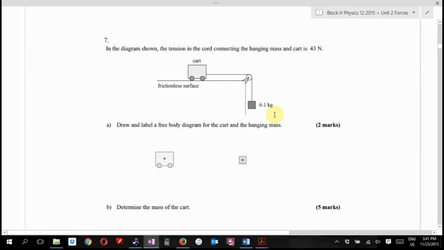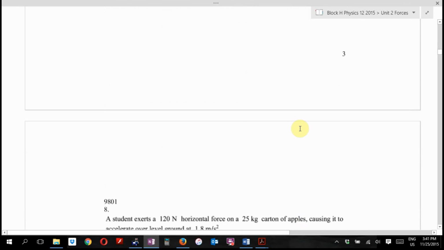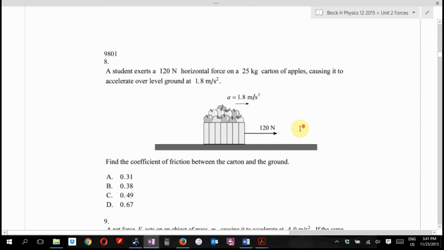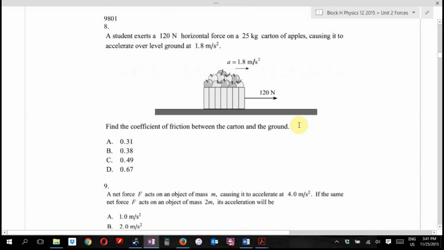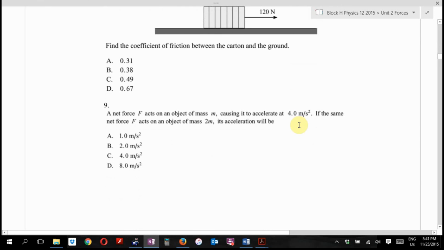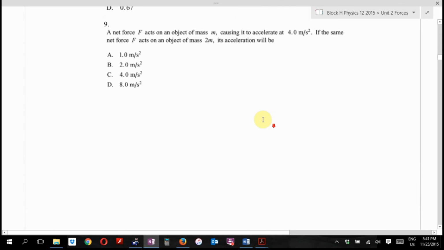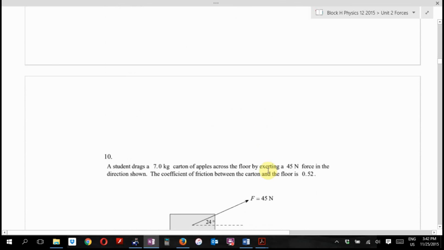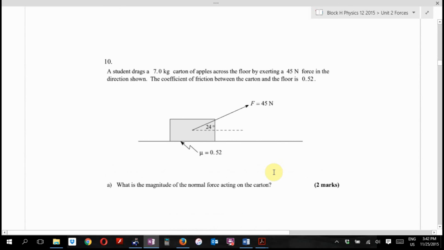Number 7, I like part B in particular. Somewhere on your test, I'm going to ask you to find a mass. Eight is good, finding mu again. Number 9, I think we did that one together, but there is going to be some kind of an algebraic question, so I like number 9. You've liked a lot of these because this is fundamental. Number 10, I like number 10.